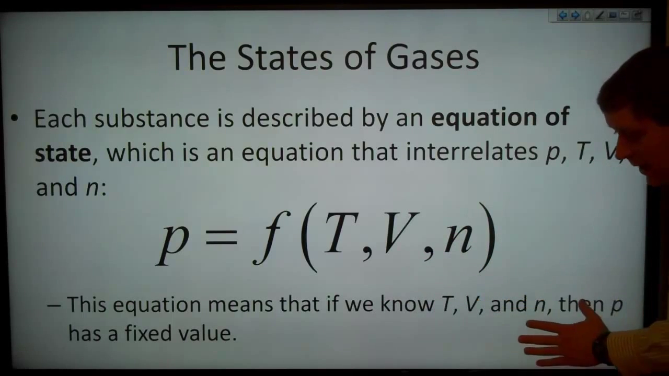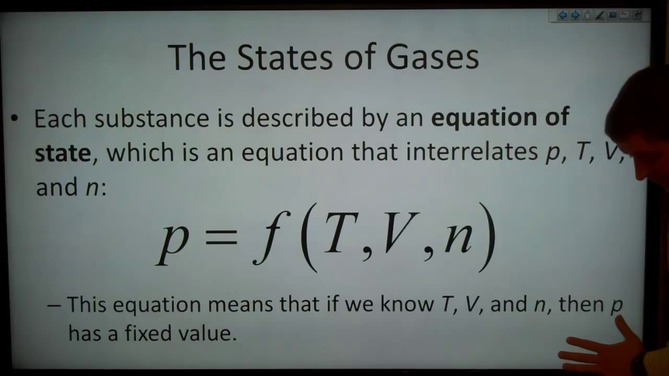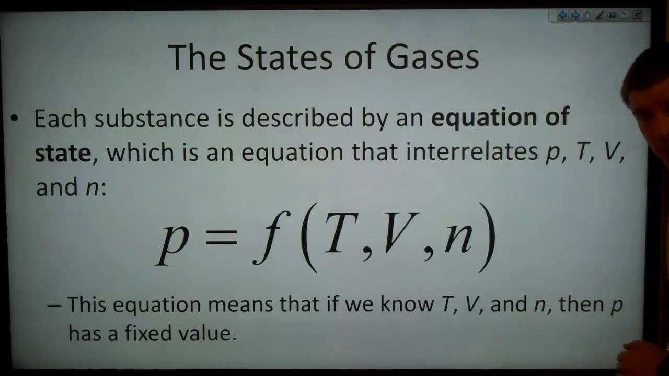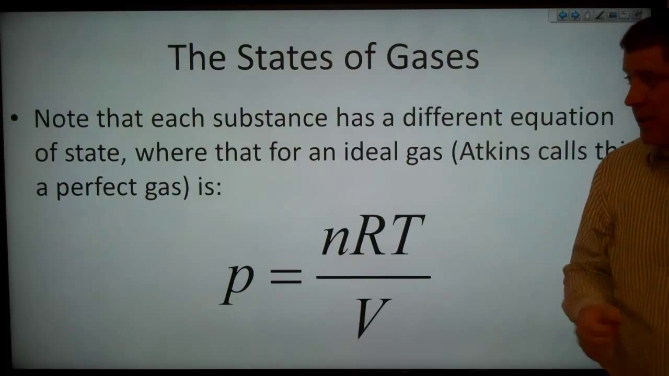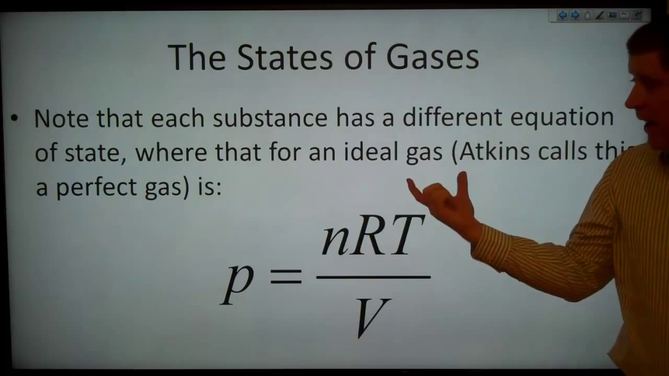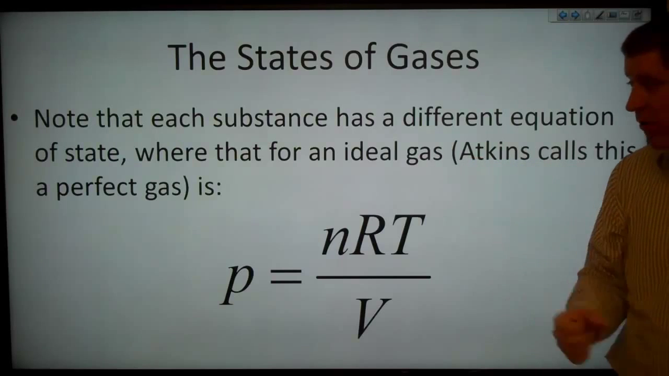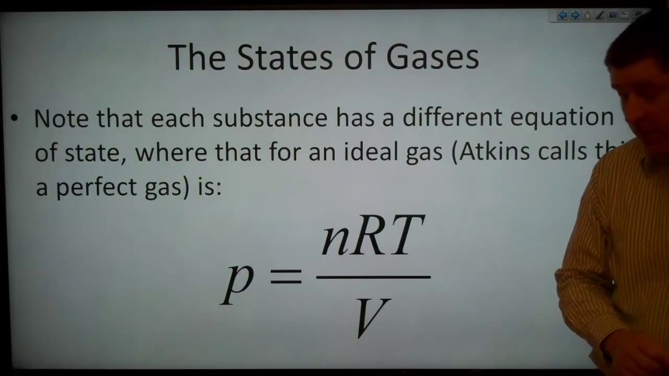And this equation means that if we know the temperature, volume, and number of moles, then the pressure has some fixed value. Now, note that each substance has a different equation of state, where that for an ideal gas, and note that Atkins calls this a perfect gas, is P equals nRT over V.